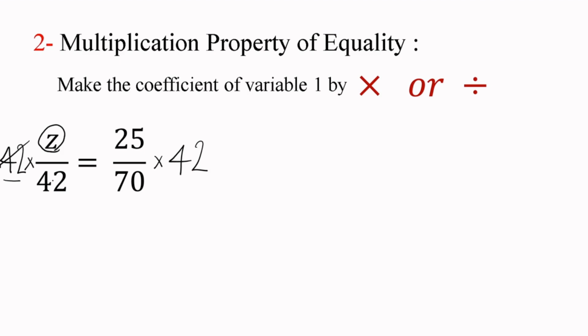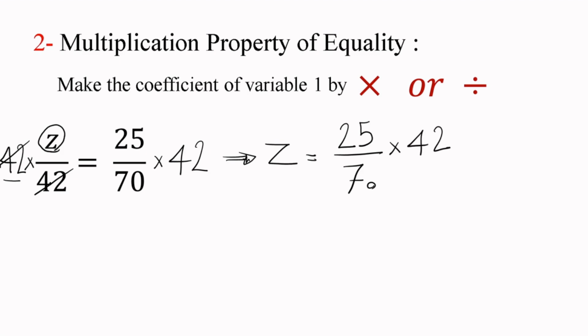So as you can see, these two will cancel each other out, and I'm going to have x is equal to 25 over 70 times 42. Now I must make it simple. If I look at it closely, I will realize that I can divide both of the 70 and 42 by 7. If I divide 42 by 7, I'm going to have 6. If I divide 70 by 7, I'm going to have 10. And now I can realize that I can divide both of them by 2.